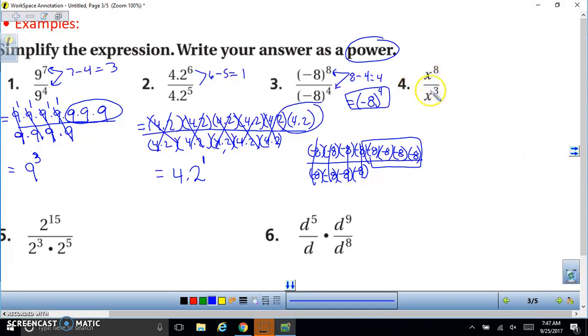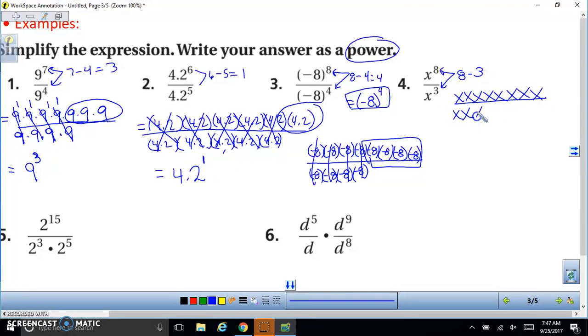Alright, problem number 4. Our exponents tell us, since it's the same base, same variable x, with division between them, we can go through and subtract our numerator and our denominator exponents: 8 minus 3. Remember, when this is expanded, this says 1, 2, 3, 4, 5, 6, 7, 8.